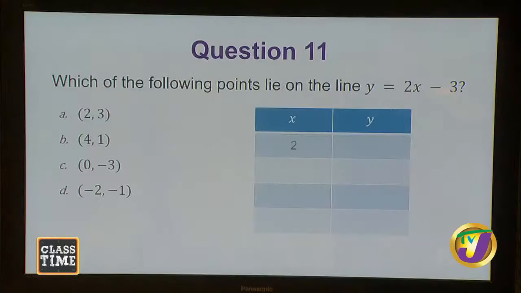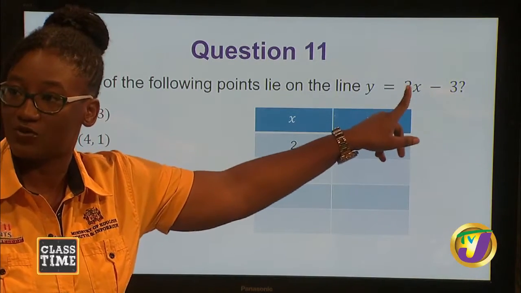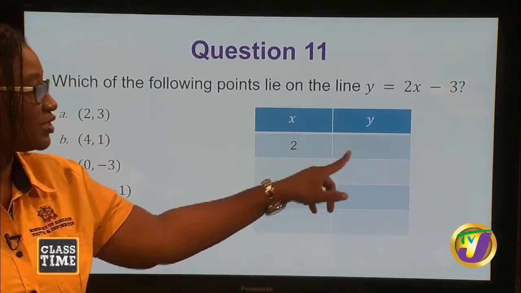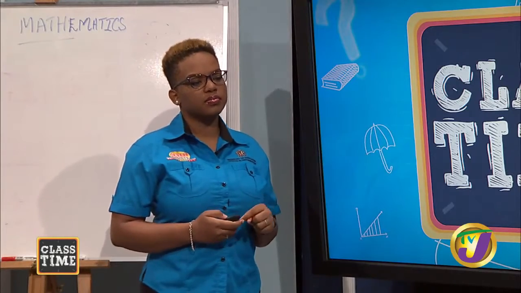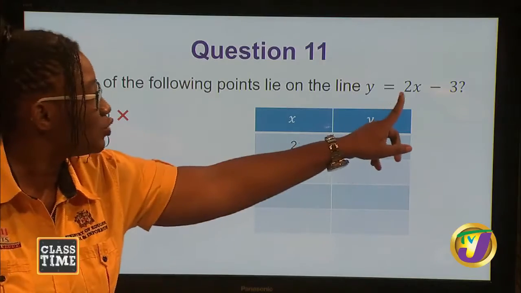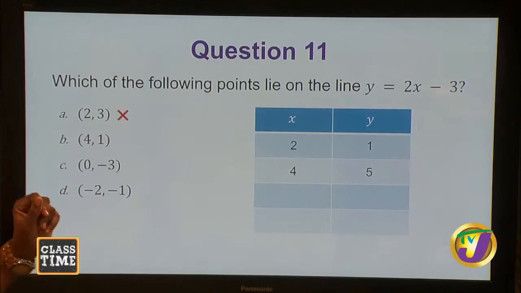We're going to start with the first point, using the option of checking the possible answers and seeing which one works, working backwards. Let's go with 2. Substituting 2 for x, multiplied by 2 gives us 4. Subtract 3 gives us 1, which means that's not A. Let's try B. We have our 4 there. 2 multiplied by 4 gives us 8. Subtract 3 gives us 5. B is out as well. Let's run along with 0.